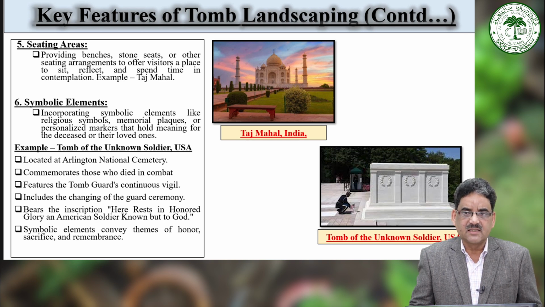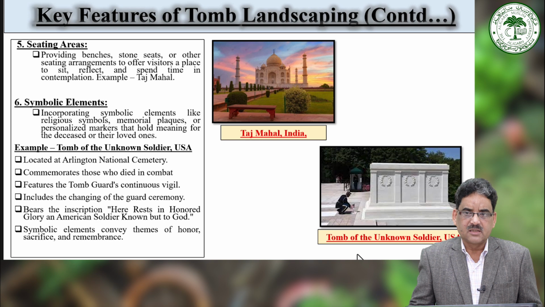The one next is the symbolic elements. Symbolic elements like religious symbols, memorial plaques, or personalized markers are incorporated that hold meaning for the deceased or their loved ones. Another example of a tomb with symbolic elements is the Tomb of the Unknown Soldier at Arlington National Cemetery in Arlington, Virginia, USA.